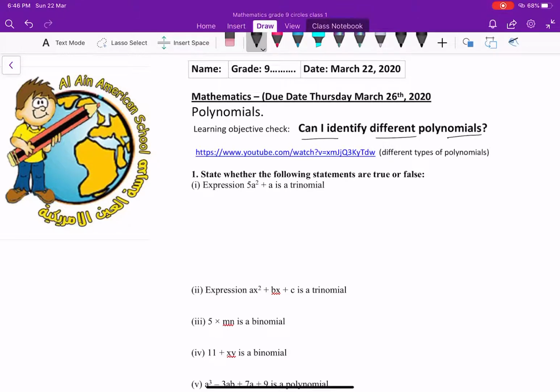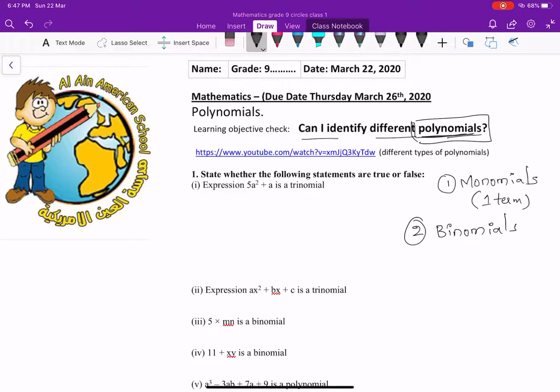First thing that I want to discuss is, when you talk about polynomials, right? You need to know that there are three types of polynomials. First one, you call it monomial. Monomials have how many terms in them? They have only one term in them. What about binomials? Binomials are those polynomials which have two terms in them, right?